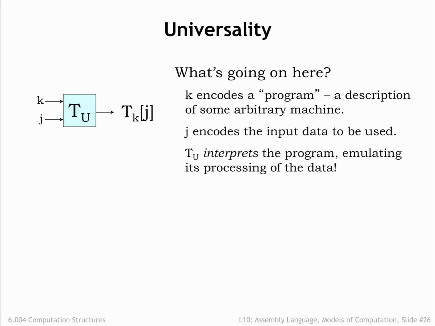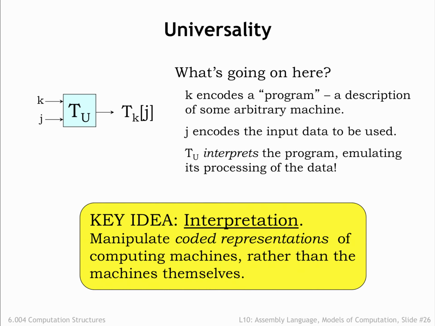What's going on here? K encodes a program, a description of some arbitrary Turing machine that performs a particular computation. J encodes the input data on which to perform that computation. T sub u interprets the program, emulating the steps T sub k will take to process the input and write out the answer. The notion of interpreting a coded representation of a computation is a key idea and forms the basis for our stored program computer.